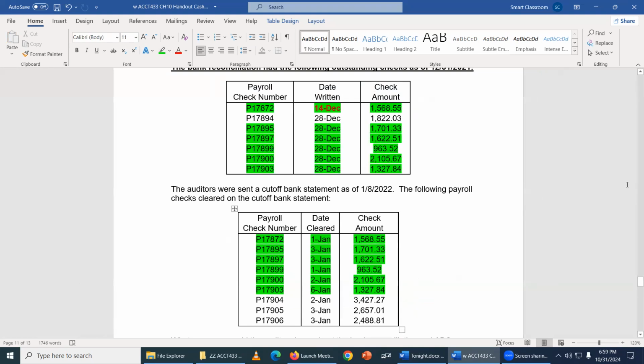Now, check 17,894 still didn't clear. Maybe whoever got the check didn't cash it yet or whatever. And it's not that every one of these has to clear by the cutoff bank statement.